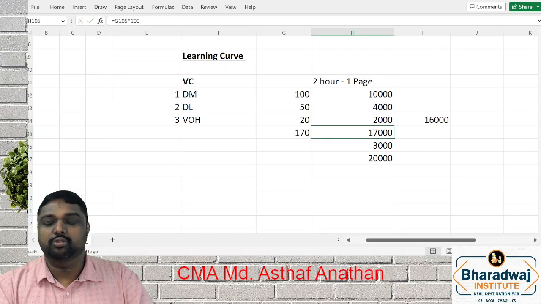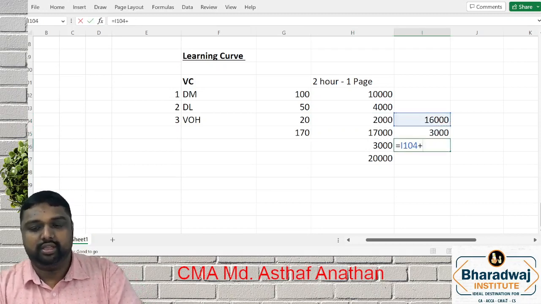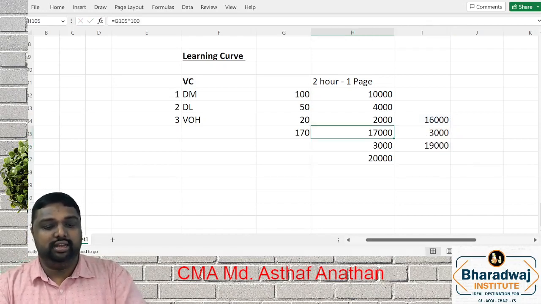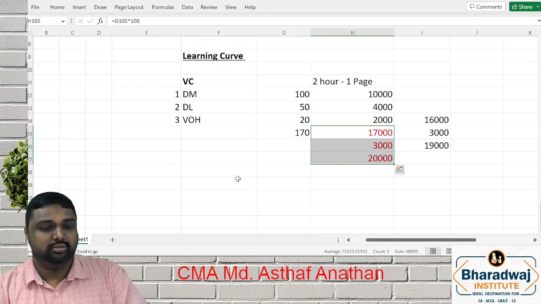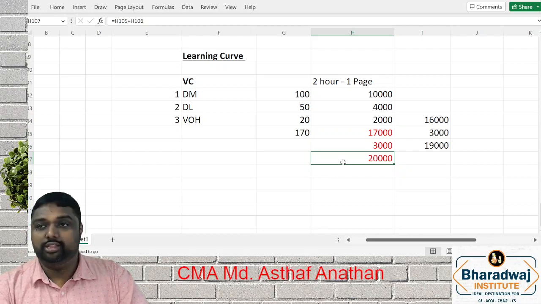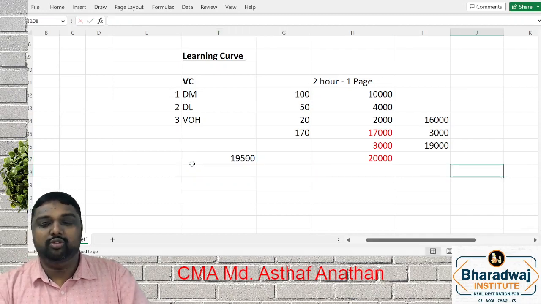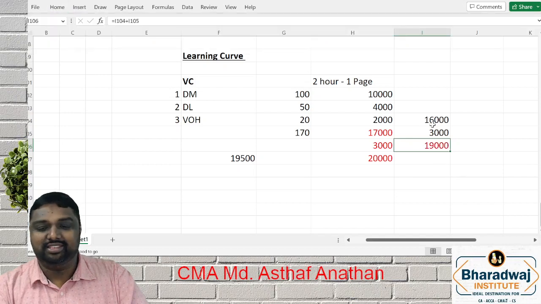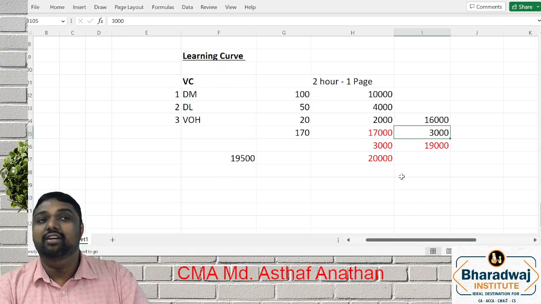Even if you add your profit margin, your price will come to only 19,000. If you are not considering the learning curve effect, the price will be 20,000. So if your competitor's product is selling at 19,500, what is your correct price? We have identified it: 19,000 only. Still you are getting a 3,000 profit. The only point is that you are not considering the learning curve effect.